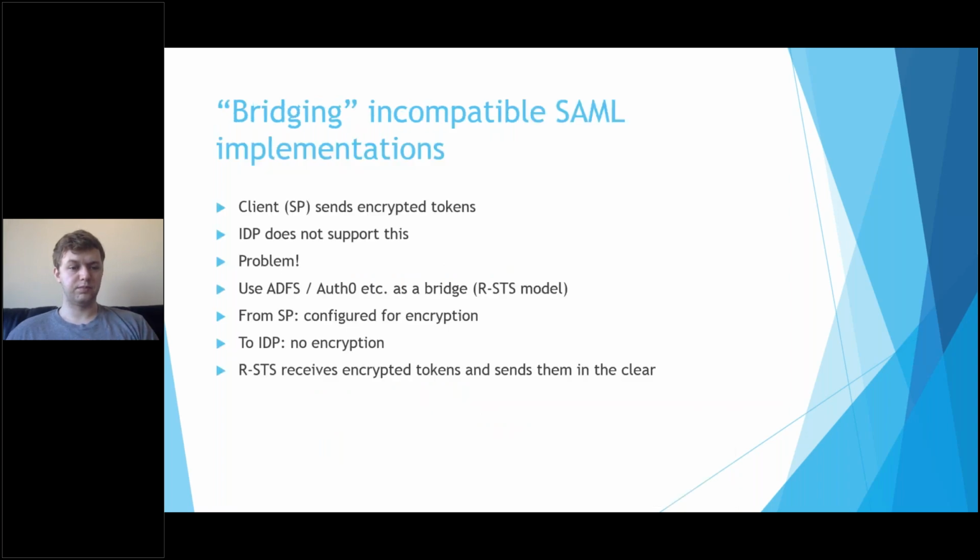Now, I get a lot of questions and problems where I have a service provider that insists on encrypting its tokens, for example, and I have an IDP that does not have the capability to decrypt them. So what you have there is an incompatibility. They are not going to talk to each other. And what I do is I bridge them. I use something like ADFS or Auth0, where it has that IDP-SP model, that RSTS flow. On the side talking to the relying party, the application, the service provider, the IDP is set up to allow encryption. So from the service provider to the IDP, it is encrypted. On the other side, from the IDP to your destination, it is unencrypted. That way we can bridge two incompatible implementations by putting a bridge in the middle.